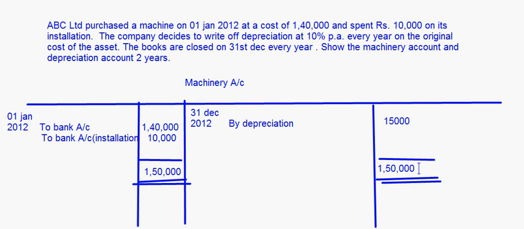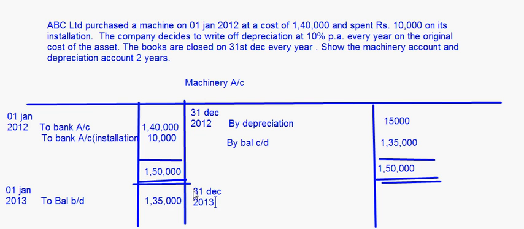Here this is 1,50,000 and here it is 1,50,000, and on the same date, that is 31st December, you will have by balance carried down 1,50,000 minus 15,000, right? So that will be 1,35,000, fine. Now this is the balance which will be brought forward to the next year. Let's say 2013. So here we will have to balance brought down, fine.